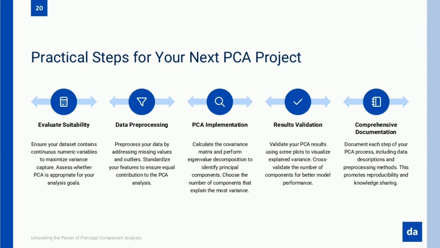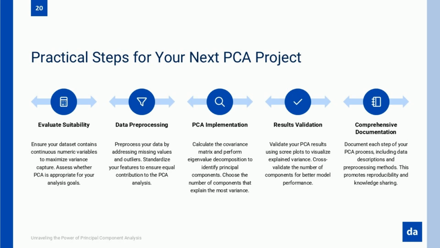Once you've determined PCA is appropriate, focus on thorough data pre-processing. This crucial step begins with handling missing values through imputation or removal, depending on their prevalence. Identify and address outliers that could distort your results using robust statistical methods. Most importantly, standardize your data to ensure all features contribute equally to the analysis, regardless of their original scales.